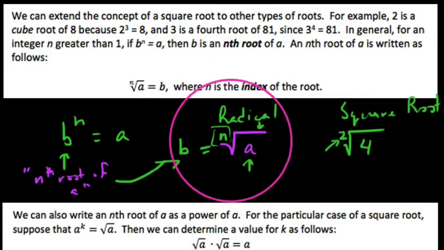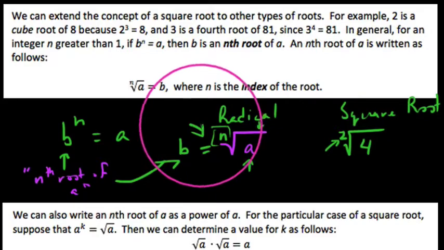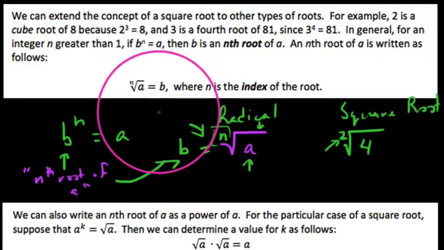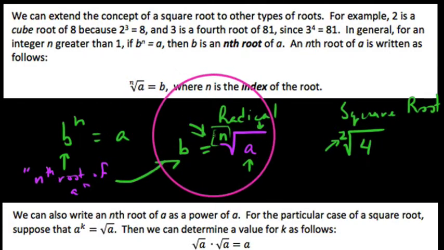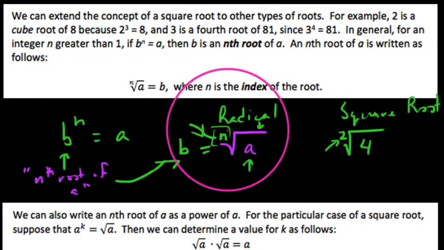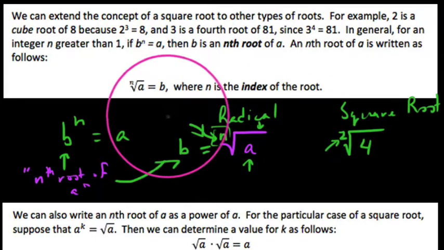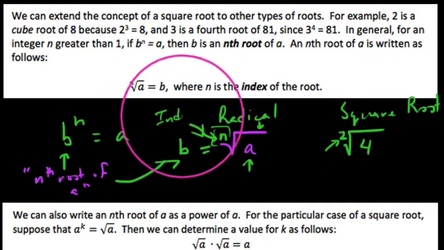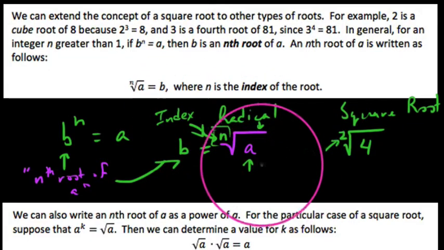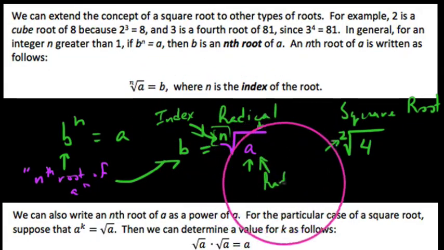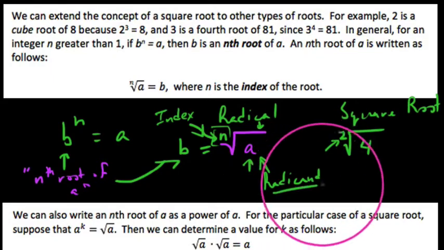So in general, we could write this with anything on the outside here. So we're going to give this a name. This number on the outside, this n, indicates the power that we're discussing here. This is called the index of the radical overall. The stuff on the inside is referred to as the radicand. We refer to that as the radicand.